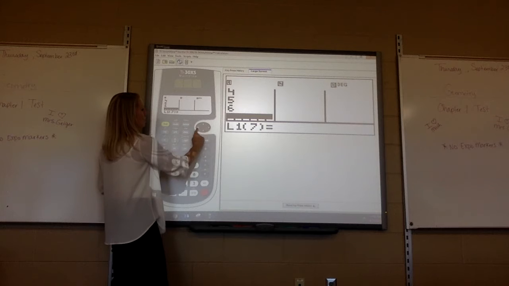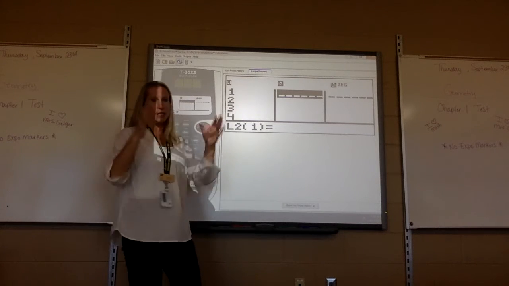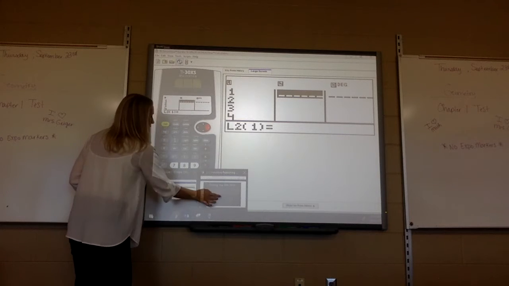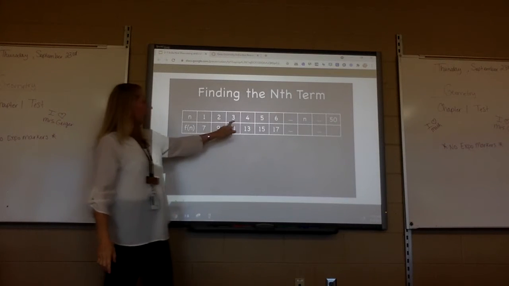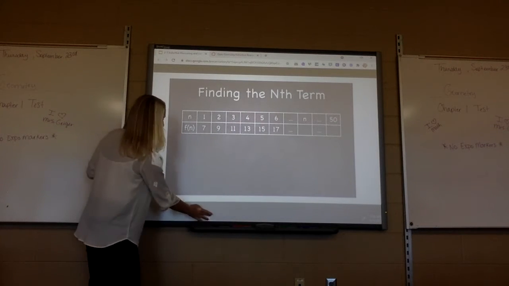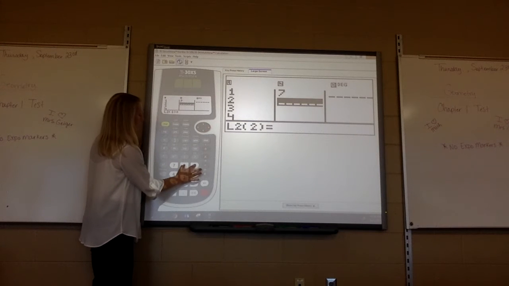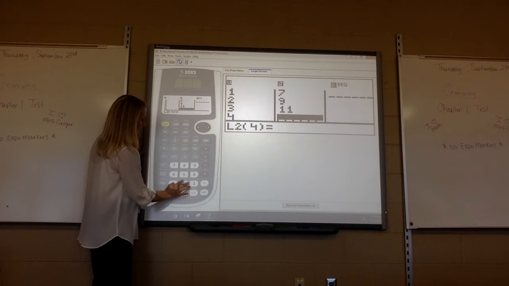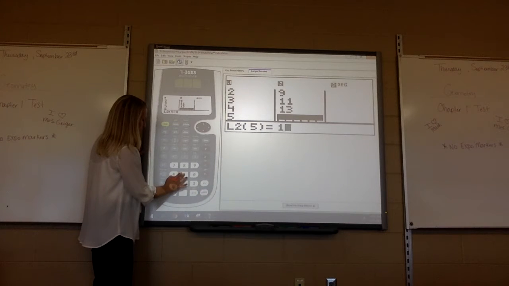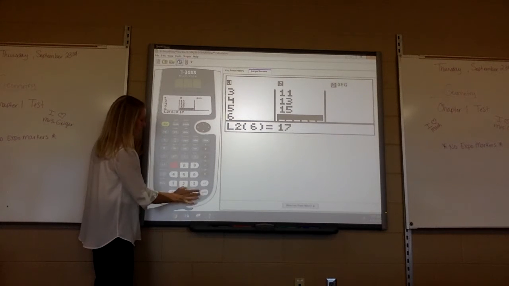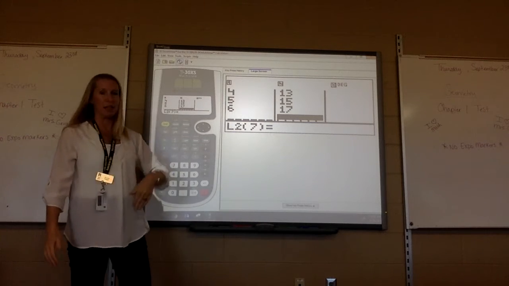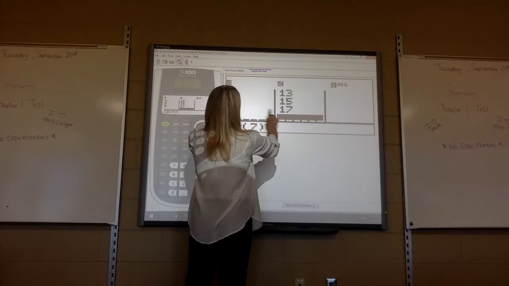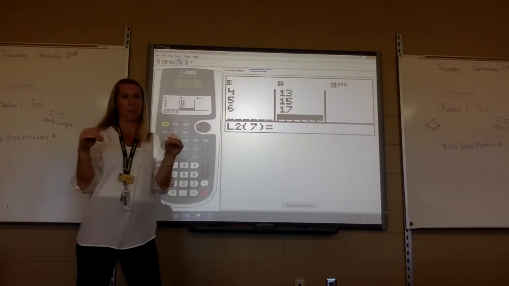Then I'll use this circle button and tab over to the right to get to list 2. Now I'm going to put in these other numbers: 7, 9, 11, 13, 15, 17. Now I have my list in. Make sure you got all the numbers. The 6 and the 17, your last numbers, should line up.